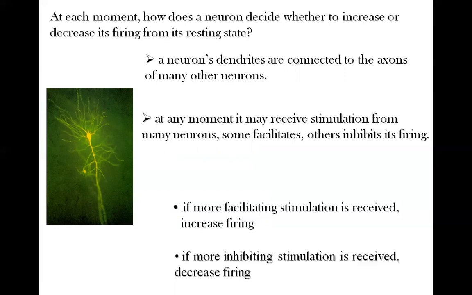A neuron is like a computer, like a little calculator. It computes an average. If on average it receives more facilitative stimulations, it increases firing. If on average, overall, it receives more inhibitive stimulation, it slows down its firing. Neurons are quite smart.